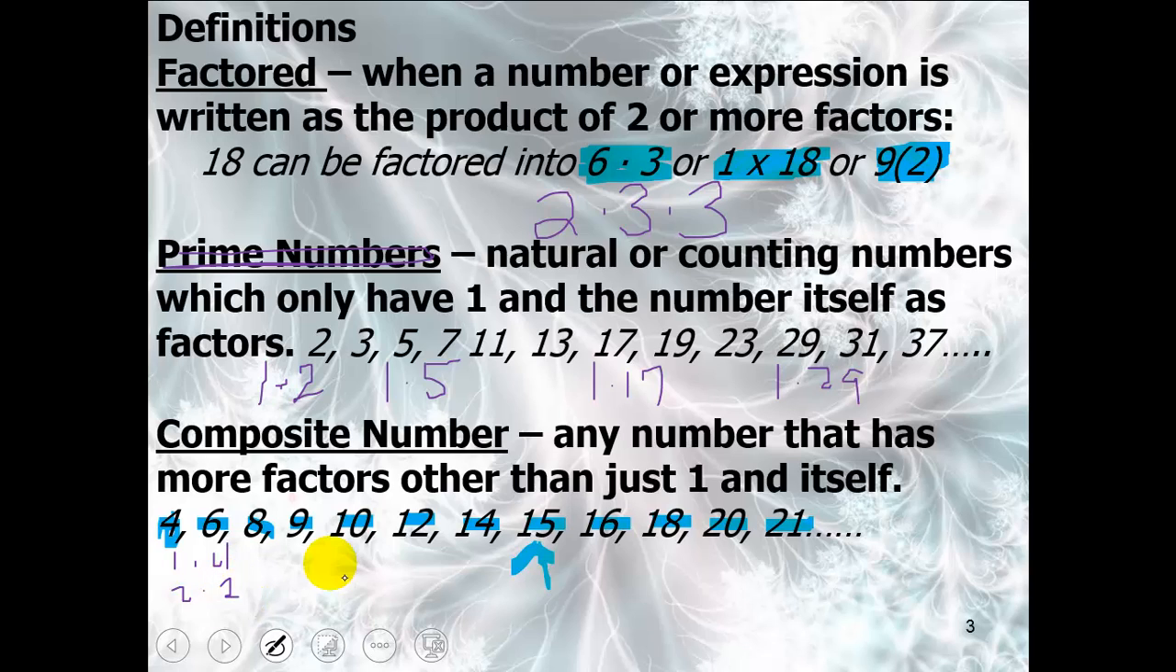10 can be written as 1 times 10 or 2 times 5. 18 can be written as 1 times 18, 2 times 9, or 3 times 6, and so on and so on. All right? So composite numbers have more than just 2 factors. Prime numbers only have 2 factors, 1 and that number itself.